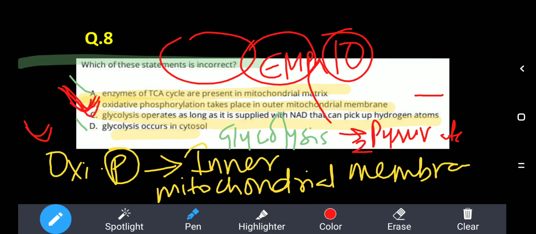Okay, so our answer is oxidative phosphorylation takes place in outer mitochondrial membrane. It is the wrong statement, and that is the correct option.